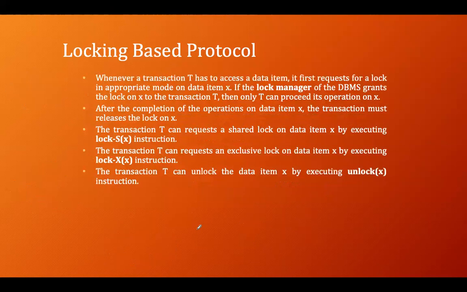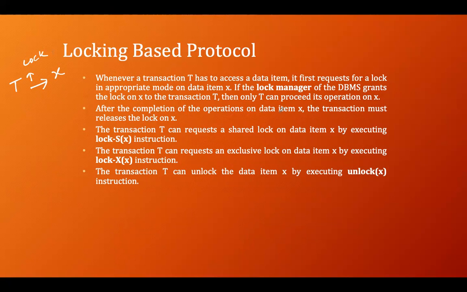So let's see what happened in this. Whenever a transaction T has to access a data item, it first requests for the lock in appropriate mode on data item X. If the lock manager of the database management system grants the lock on X to the transaction T, then only T can proceed its operation on X. Getting it? So if any transaction T wants to access X, first it should have some lock.